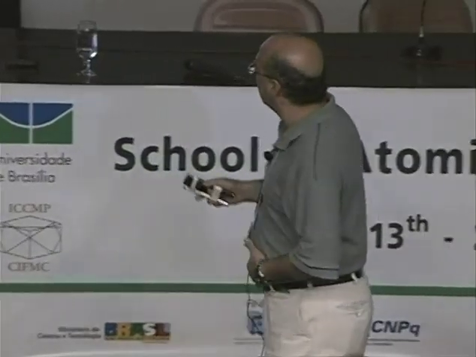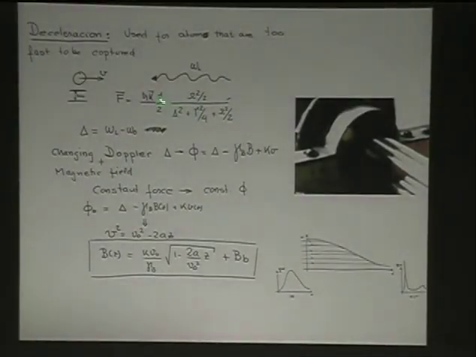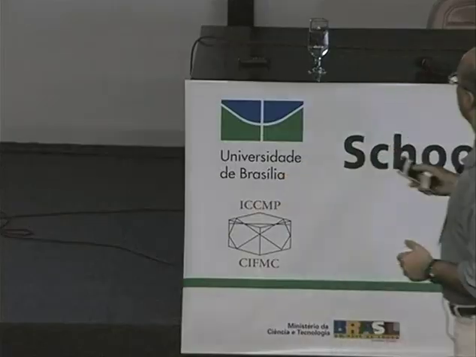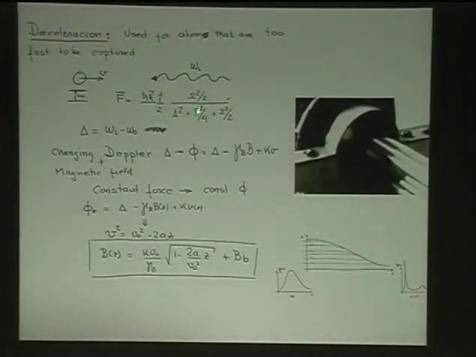But here the problem is that when the atoms start to absorb photons, they start to decelerate. And if the light has a fixed frequency, the atoms start to see, by the Doppler effect, a different frequency. If I manage to set my laser frequency, which is represented here by this detuning, for some velocity, very soon this is no good anymore.